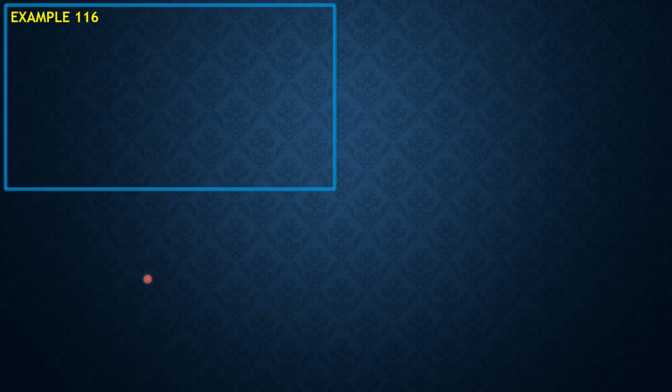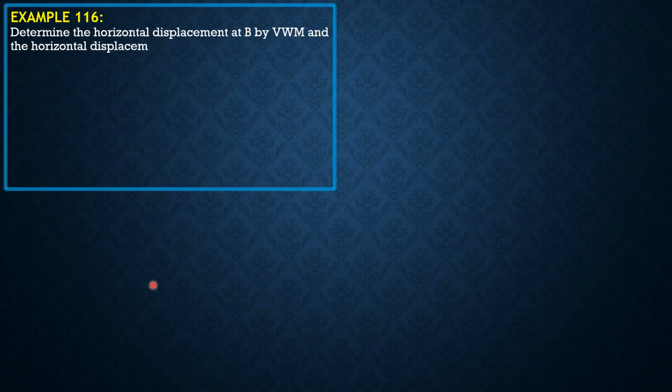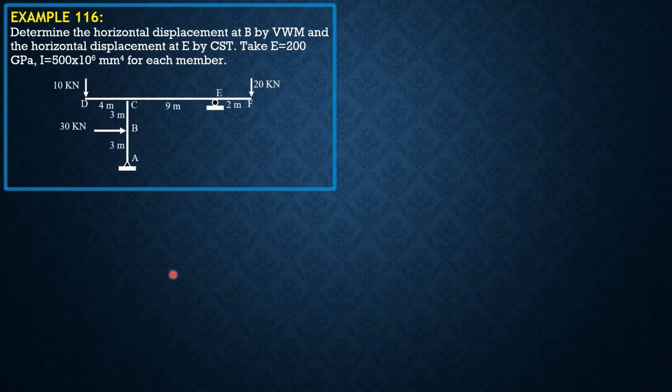So here is another example on frames. By energy methods, determine the horizontal displacement at B by virtual work method and the horizontal displacement at E by Castigliano's second theorem. Take modulus of elasticity 200 gigapascals and moment of inertia 500 times 10 to the 6 mm to the fourth for each member. So here is the given figure.